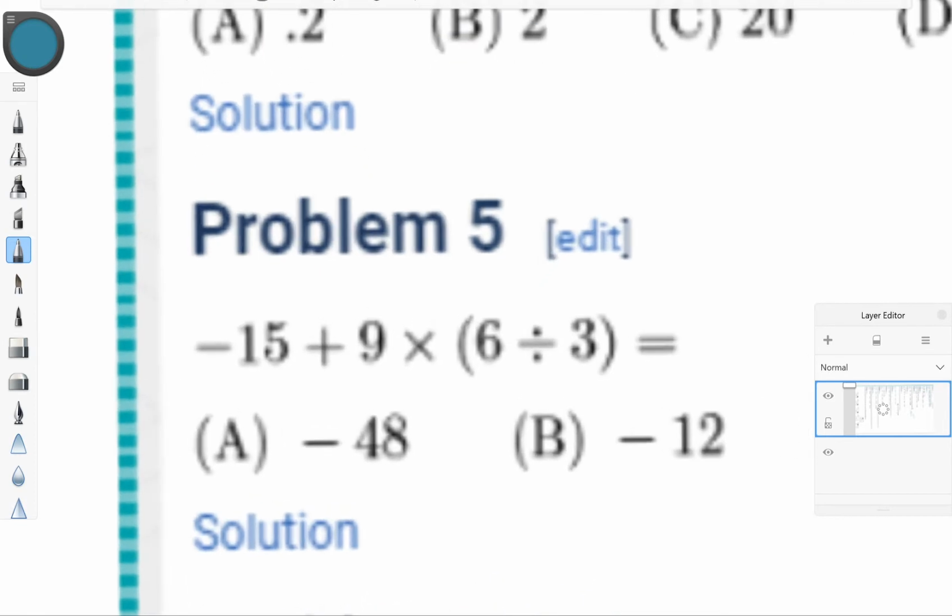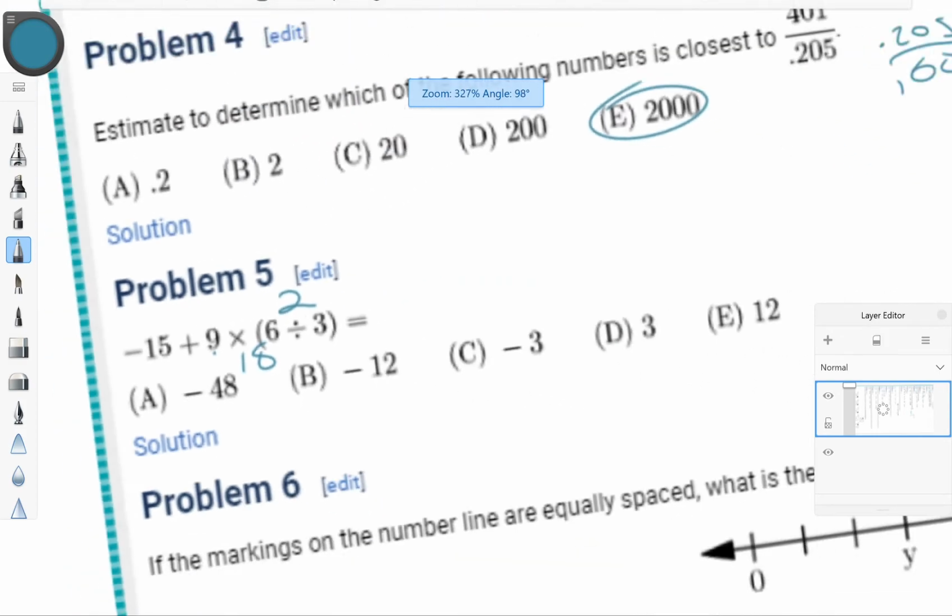Let's do order of operations here. Start with parentheses. 6 divided by 3 is 2. 9 times 2 is 18. Negative 15 plus 18. Same thing as 18 minus 15, which is equal to 3.